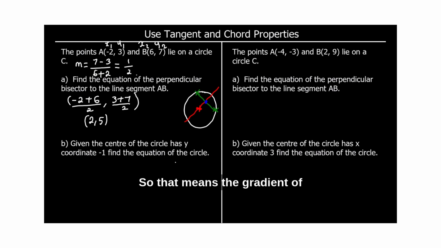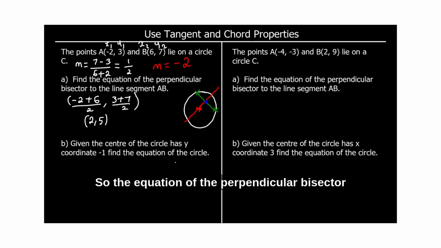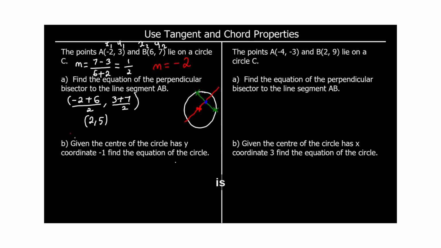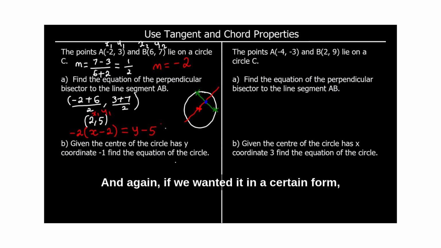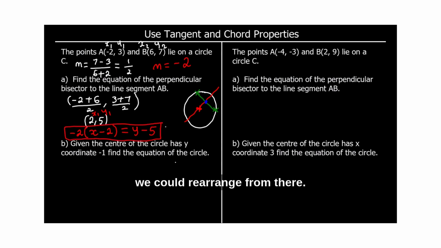So that means the gradient of the perpendicular bisector is perpendicular. It's a negative reciprocal, -2. So the equation of the perpendicular bisector is m times x minus x1 equals y minus y1. And again, if we wanted it in a certain form, we could rearrange from there.